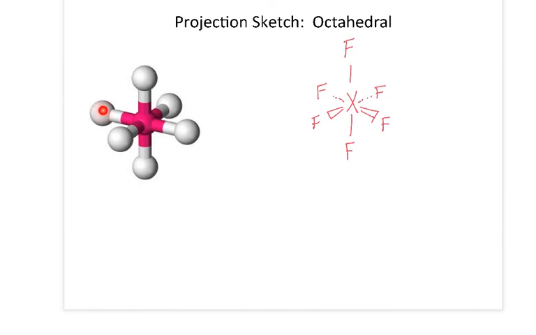Now, because all of these guys lie in a plane, there's no point in having to use the wedges and the dashes. So if I was going to represent this, because they're all in the same plane, all I'd have to do is draw them in the plane. Oops, I'm sorry. It's ICl4-. So I is our central atom, Cl. And we have our 90-degree angles in between these guys. And because it's square planar, they all lie in a plane, don't need any wedges or dashes.